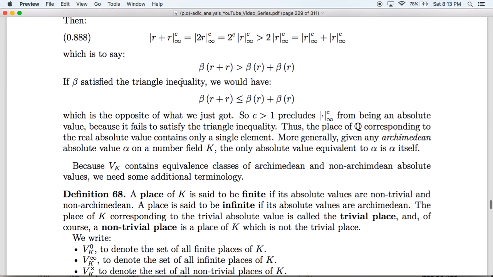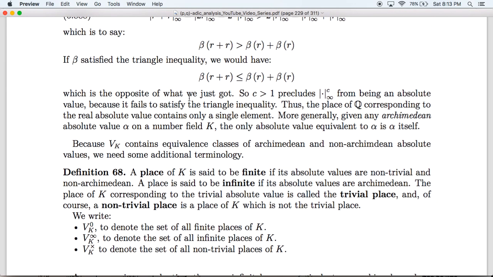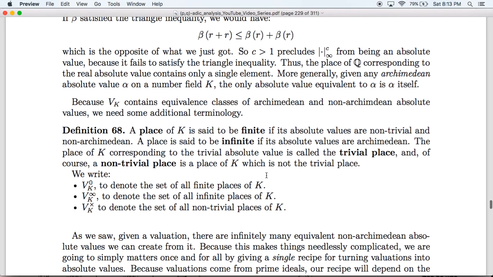And so this actually leads to some terminology and notation for places. A place of k, again meaning an equivalence class of absolute values, is said to be finite if its absolute values are non-trivial and non-Archimedean. A place is said to be infinite if its absolute values are Archimedean, and a place corresponding to the trivial absolute value is called the trivial place, and of course a non-trivial place is a place of K which is not the trivial place.